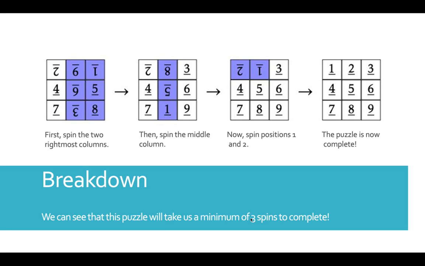So now we will look at how many spins it actually takes to complete the board we had just seen. If we start with the board right here on the left, we spin the first two right columns, a 180-degree rotation. That's the first step. And now we spin the middle column, a 180-degree rotation. That leaves us with just spinning the 1 and 2 tiles, a 180-degree rotation. And now we have a completed solved board in only 3 steps.